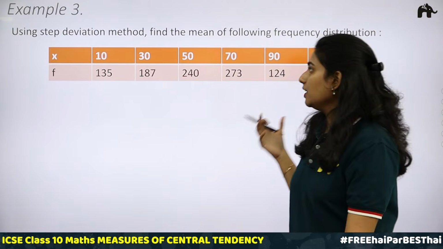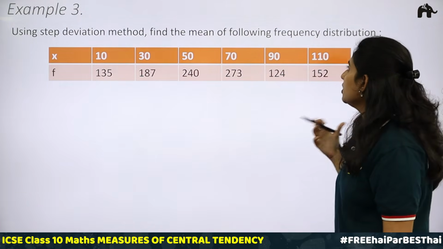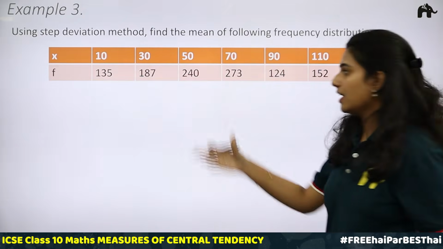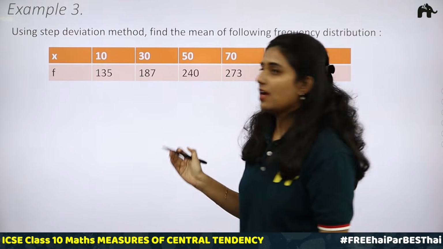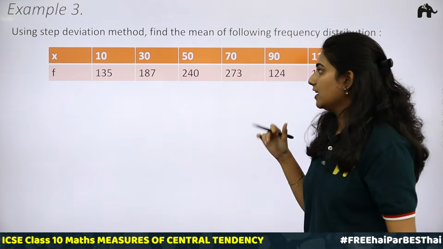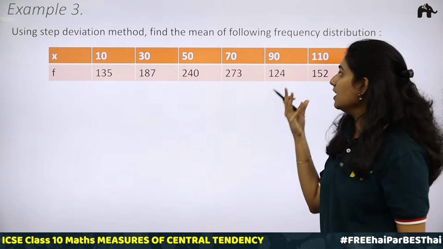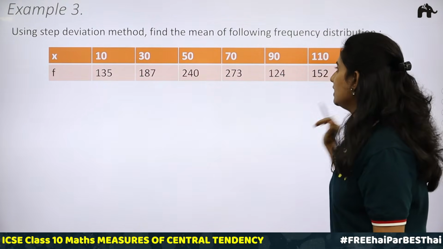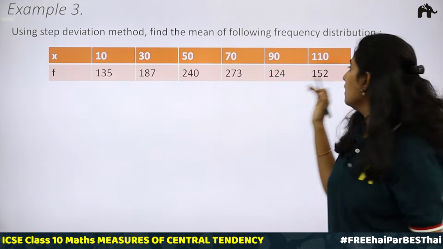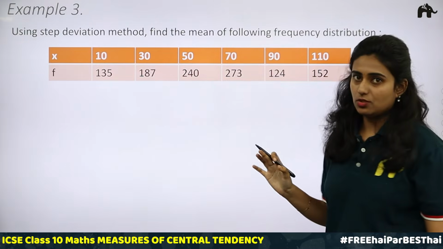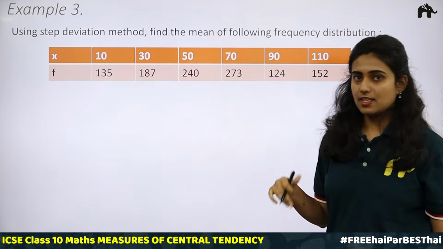Next, example 3, using step deviation method, find the mean of the following frequency distribution. Here X and F are given. For 10, you have 135, 30, 187, 50, 240, 70, 273, 90, 124 and 110, 152. So, these are the frequencies and X values.